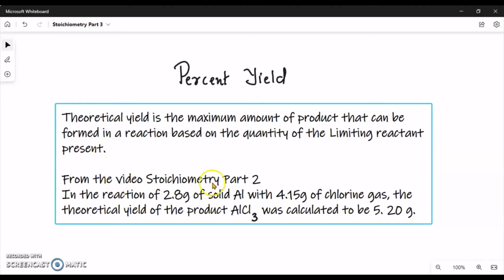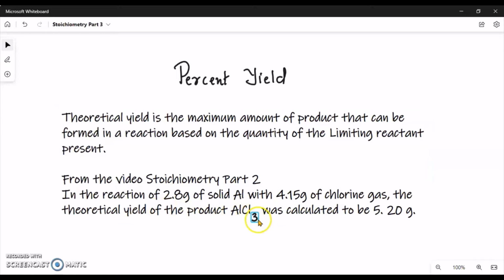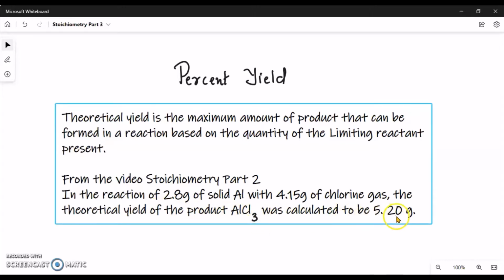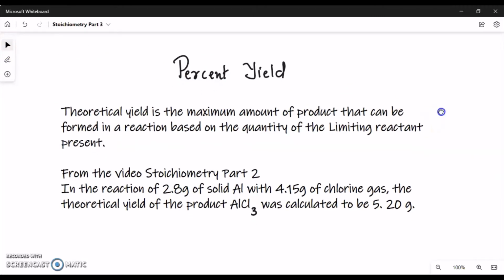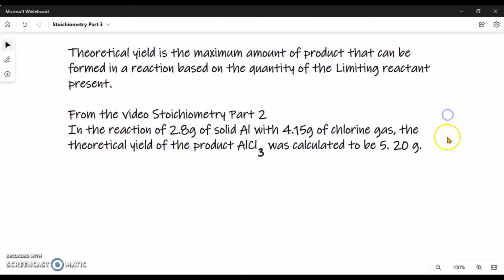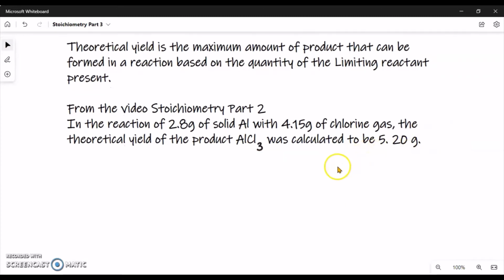So from our second video, stoichiometry part 2, in the reaction of 2.8 grams of solid aluminium with 4.15 grams of chlorine gas, the theoretical yield of the product aluminium chloride, AlCl3, was calculated to be 5.20 grams. But in practice, it is never equal to the same theoretical amount. Always in practice, the amount of product formed will be less than that in the theoretical calculation.